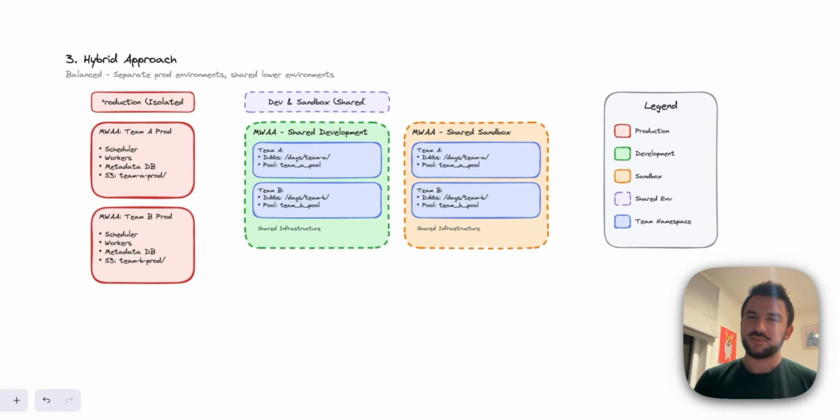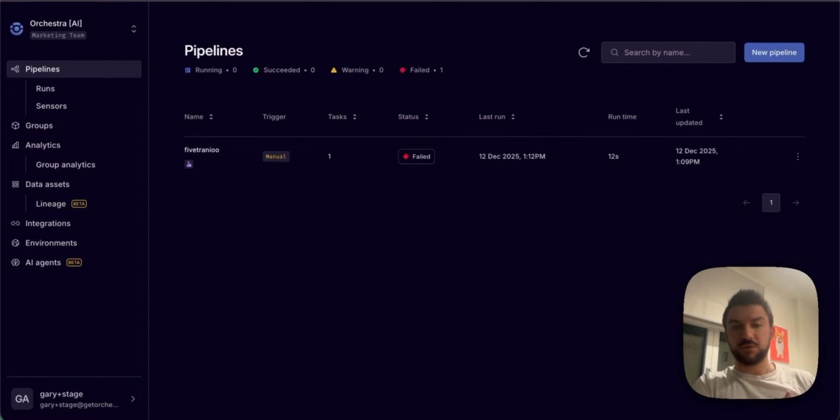But now dev and prod don't mirror each other, and this all starts to get a little complicated as you add more teams and more environments and more gateways that they have to jump through. So it really starts to put the load on the team managing the infrastructure, which is not ideal. So we've seen how to set up multiple workspaces and environments in MWAA. Now let's do the same in Orchestra and see how it differs.